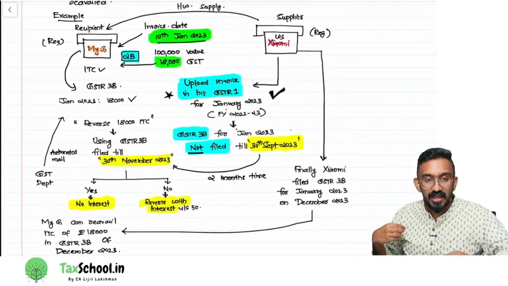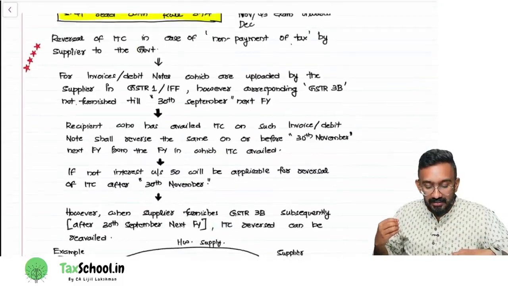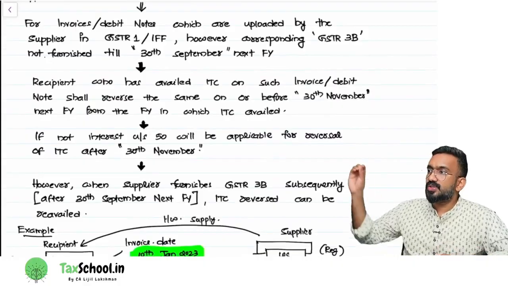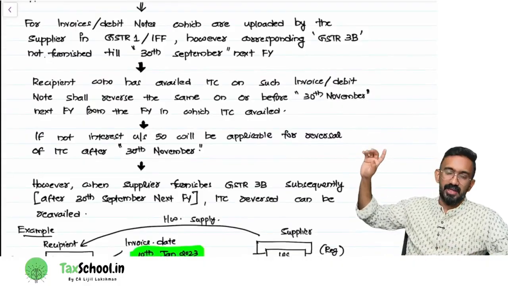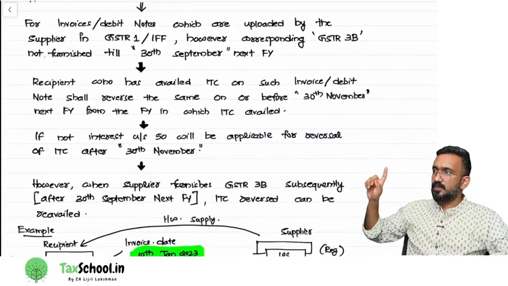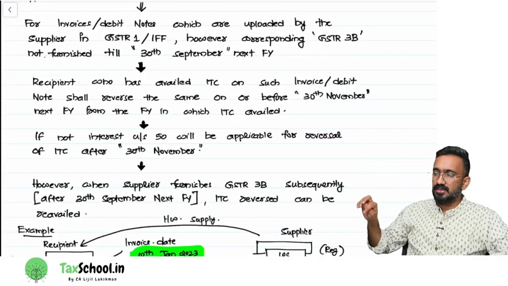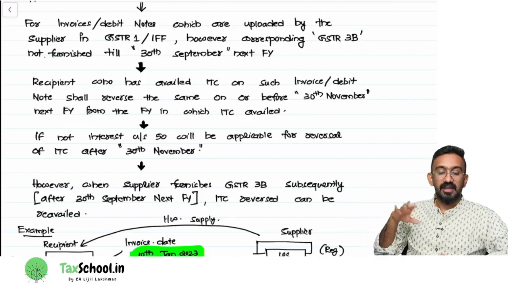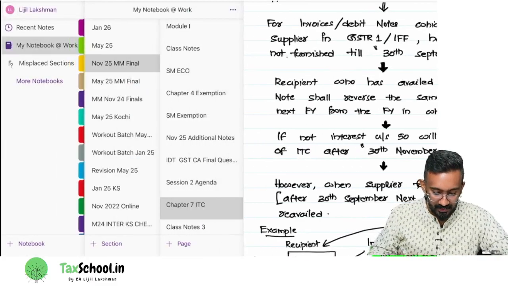This is called, if tax is not paid. So now you read this, you will understand. For invoice or debit note which are uploaded by the supplier in GSTR 1 or IFF, corresponding 3B is not furnished by 30th September, recipient who has availed ITC will have to reverse before 30th November. If not, interest will be applicable. However, when supplier furnishes 3B subsequently after 30th September, ITC reversed can be re-availed. This is the provision that we have now.